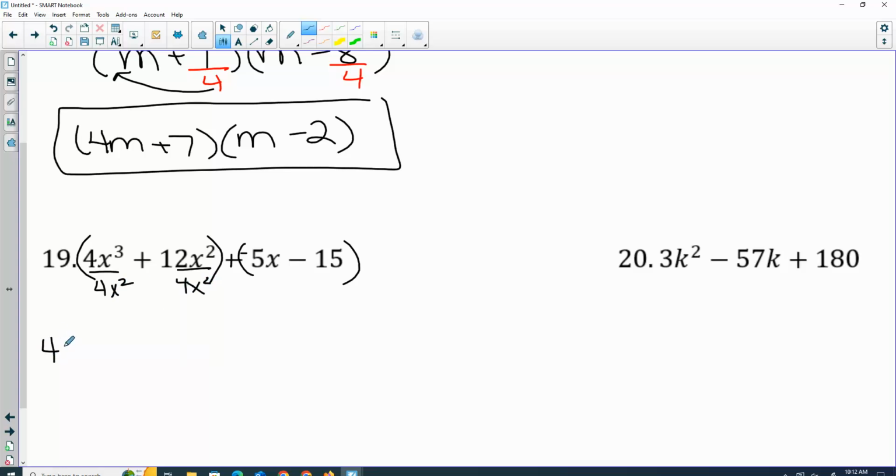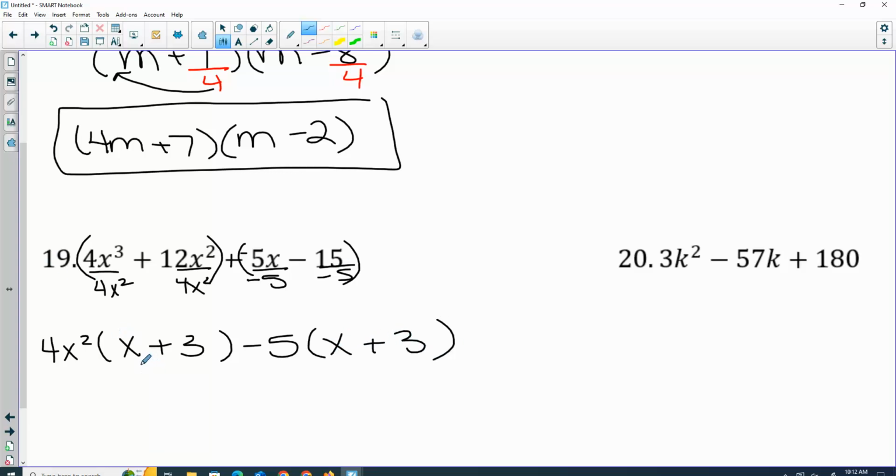So if I take out my 4x squared, that leaves me with x plus 3. Negative 5x and negative 15, what can we take out? 5. And since they're both negative, let's do a negative 5. So take that out. Negative 5x divided by negative 5 is positive x. Negative 15 divided by negative 5 is positive 3. Then we look, they both have x plus 3, so we take that out.